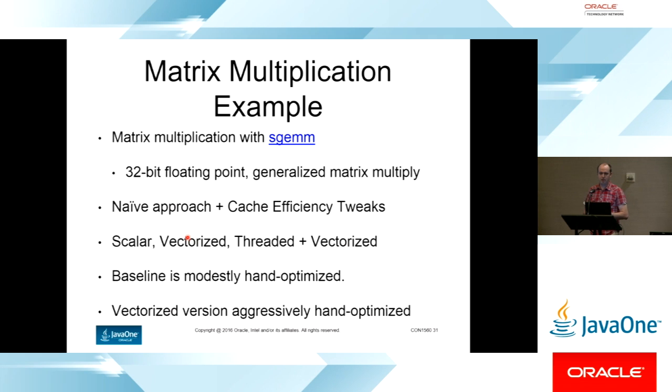So SGEMM is a pretty common matrix multiplication algorithm seen in libBLAS, 32-bit floating point matrix multiplication. We take a naive approach that everybody who's been in a CS class or has read an algorithms book has probably seen before, going on to a more sophisticated approach, plus a couple of cache efficiency tweaks, doing row major reordering, or I should say column major reordering in one of the arrays, just typical basic stuff. We have a baseline version that's modestly optimized in ways that you would write it in Java, and then some vectorized versions that are a bit more aggressively hand optimized.